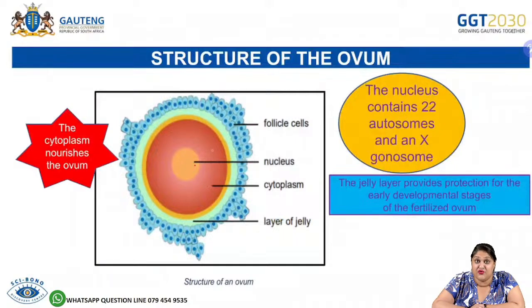Now this nucleus, remember the ovum is also a haploid cell, so it also has 23 chromosomes. This one is going to have 22 autosomes, and only 1 X gonosome. Why? Because a female only has 2 X gonosomes. So in a haploid condition, in the ovum, it will have 1 X chromosome. Do you get that? Good. It's very important for us to understand that, because it's also going to make us understand genetics better.